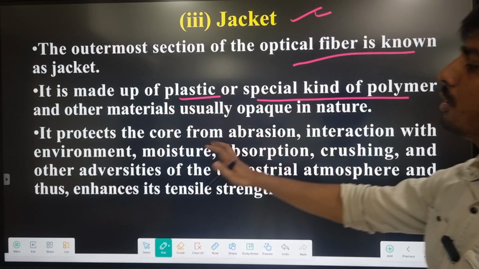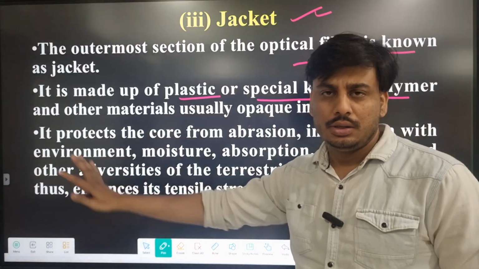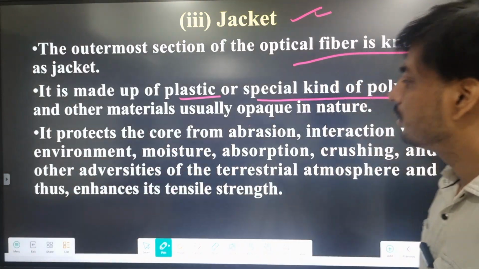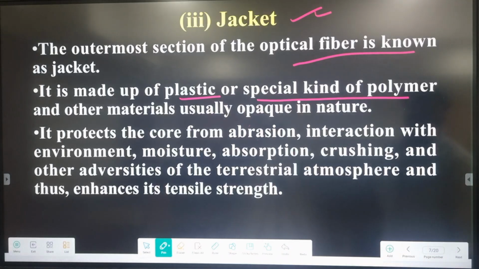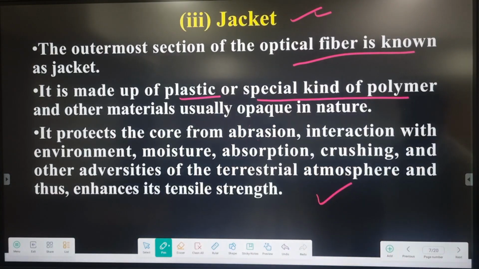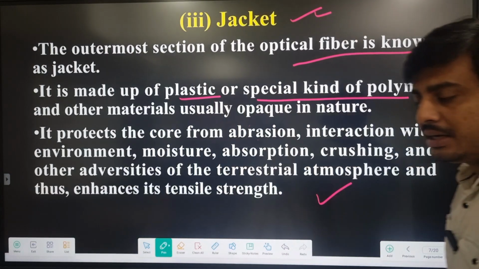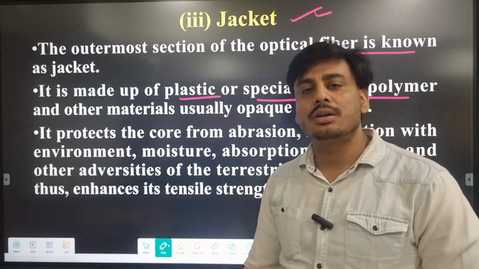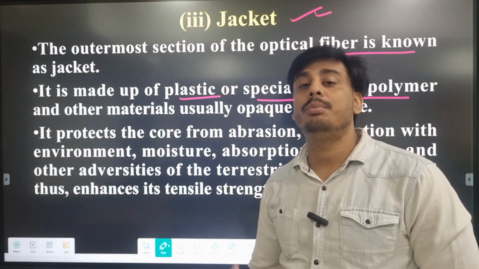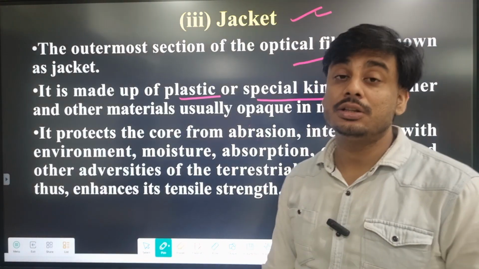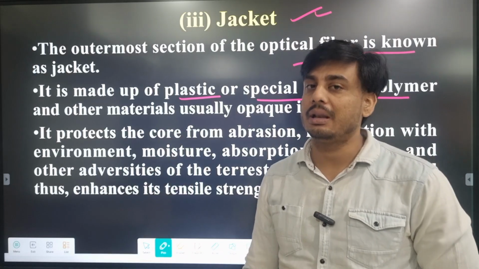It is used in order to protect the fiber from different applications, different environmental causes, as well as moisture absorption. In order to prevent any type of accident, the jacket of the optical fiber is always made up of a polymer or plastic. These are the three different parts of optical fiber.